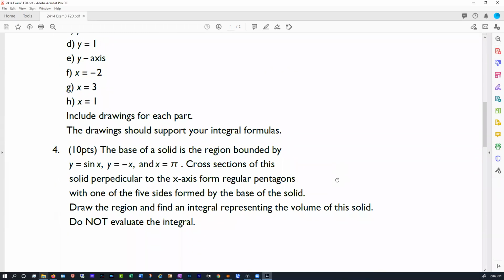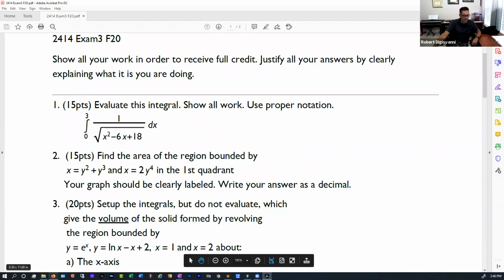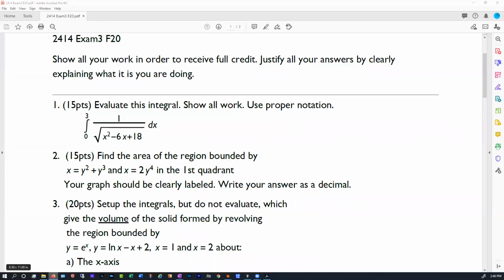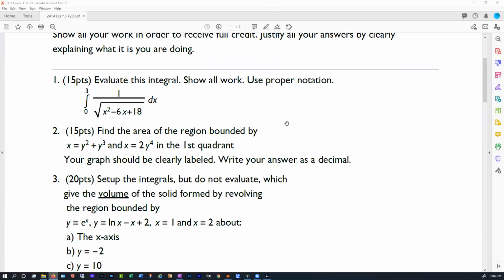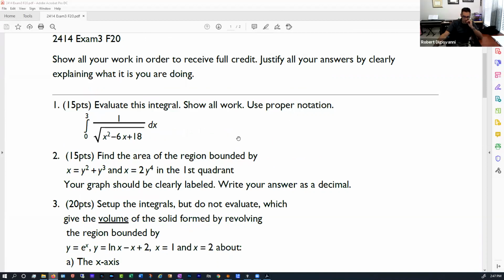Can you go back to one? Yeah, I'm going to send it to you right now. So we don't have to find a formula like a volume or surface area, we just need to evaluate it, right? Correct? Which one are you talking about? For one, yeah, evaluate the integral. Just simple integration. Okay.